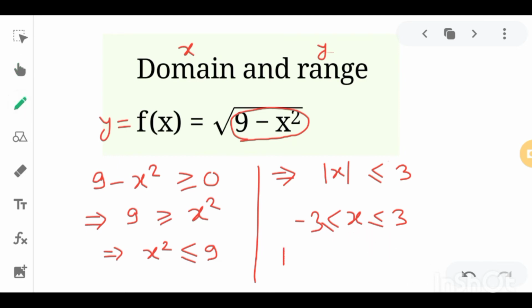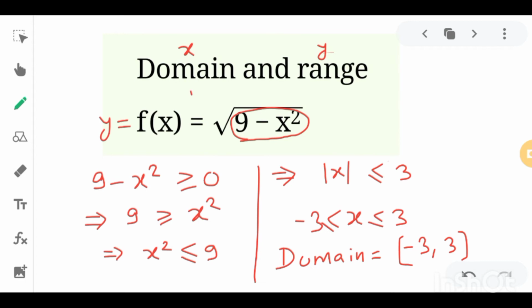So we found the domain easily. Domain means possible values of x. So domain is equal to minus 3 to 3. And since both values are included, I will use the closed interval, [-3, 3]. Correct? This is our domain. So domain we found, minus 3 to 3.